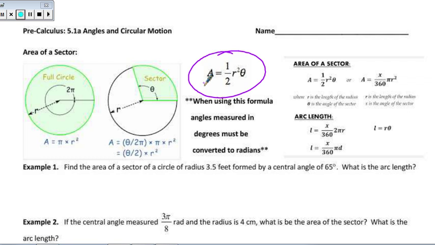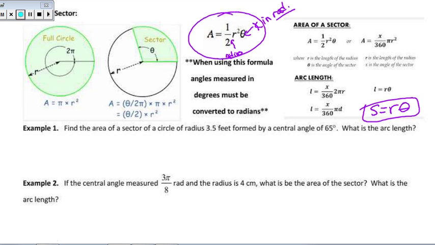A stands for area, R is for the radius, and theta is the angle in radians. So that's the important part. If it's given in degrees, you're going to have to convert it over to radians. We also did have the formula for arc length, and we're using S is equal to R theta for that. Again, R is for radius, theta is an angle in radians.